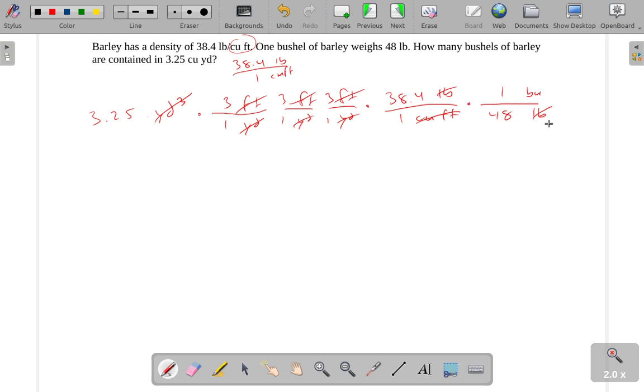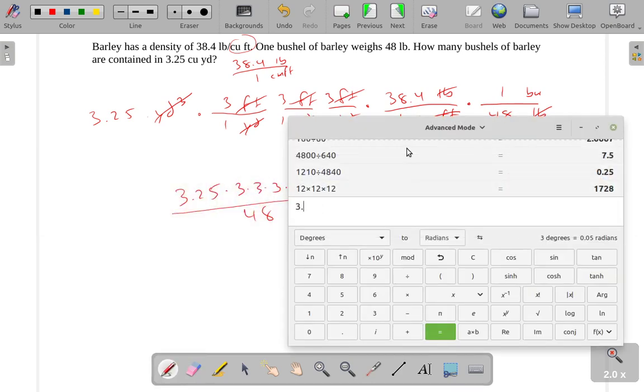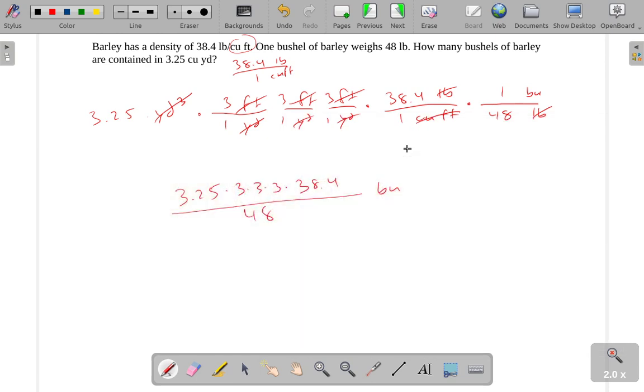Now that I've done all my unit conversions, I can just plug this stuff into the calculator. 3.25 times 3 times 3 times 3 times 38.4. That's all the stuff that goes on the top part of my fraction. And the only number on the bottom of these fractions is 48. So this will be that many bushels. 3.25 times 3 times 3 times 3 times 38.4, divided by 48, we get 70.2 bushels.